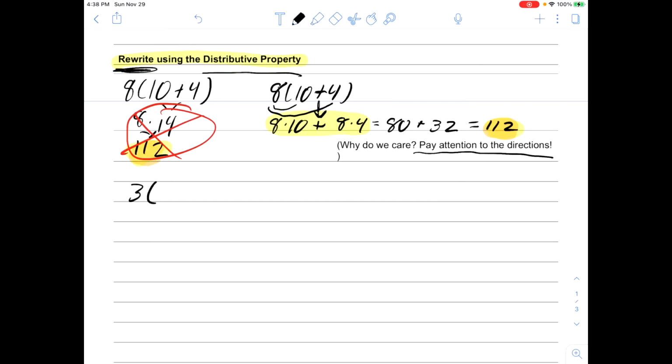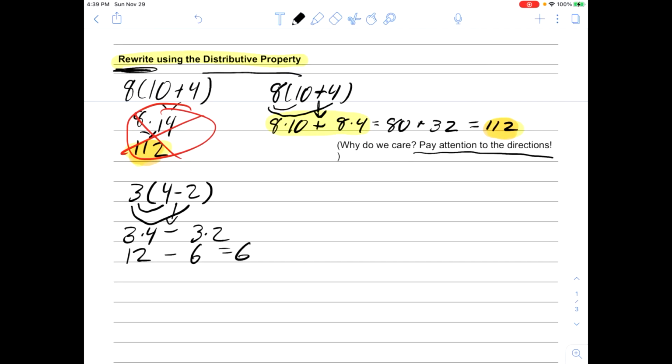So let's say I had 3 outside the parentheses, and then that's being multiplied by 4 minus 2 inside parentheses. If I have the same directions of rewrite using the distributive property, just like before, I would take the 3 times the 4, and I'll take the 3 times the 2. So I'll have 3 times 4 and 3 times 2 after I distribute the 3 to everything inside the parentheses. And then this time I just bring a subtraction down. Now I can finish and solve it. 3 times 4 is 12. 3 times 2 is 6. 12 minus 6 is 6.